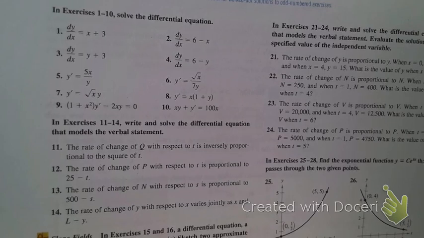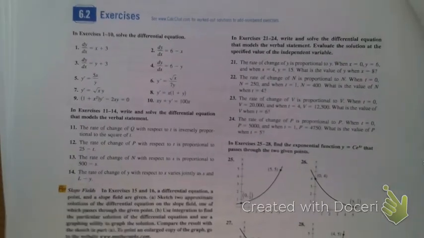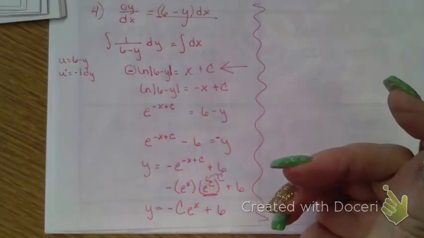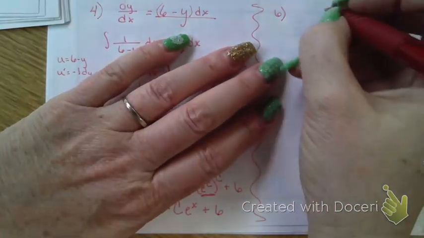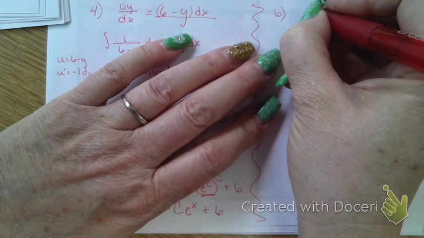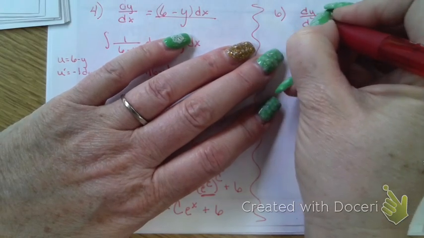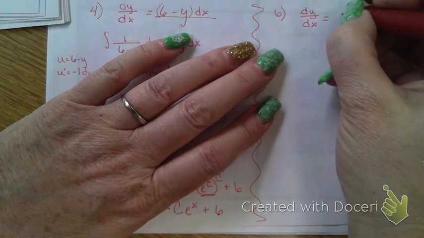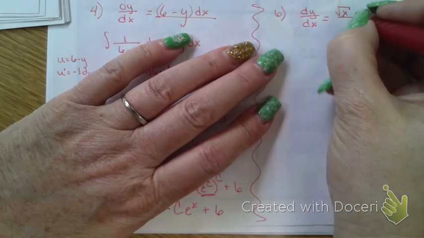I don't know, 6. What do you think, Sadie? Okay. 6? Okay, 6. So I'm going to change y prime right away to dy/dx, and then square root of x over 7y.